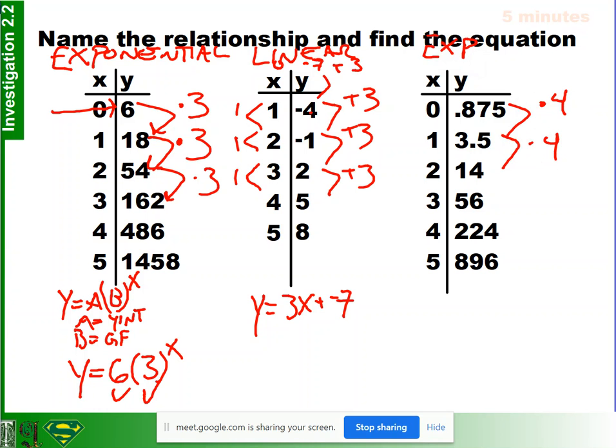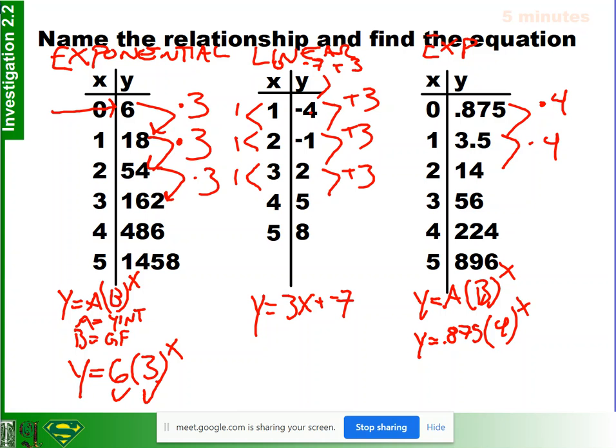Yeah, and so if it's exponential, I know our equation has to be y equals a times b to the x power. Okay. And the y-intercept is when x equals 0, so that is 0.875, and our growth factor is 4. So it's 0.875 times 4 to the x power. To the power of x, or to the x? Either way, you said it was fine.